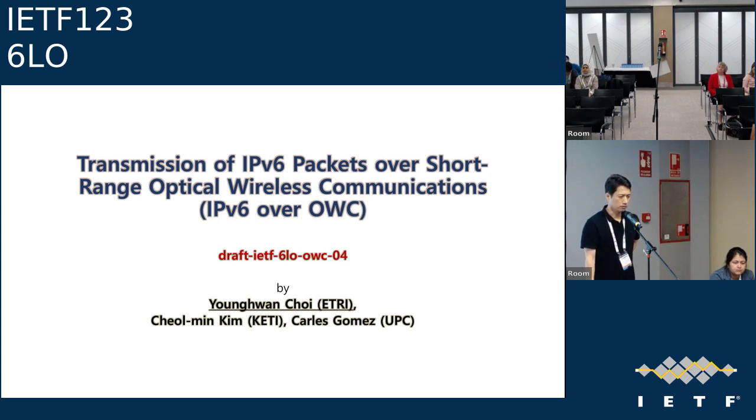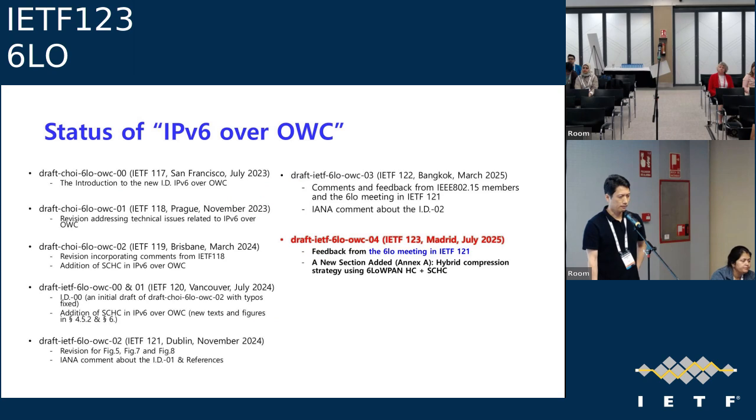This is the first draft about the transmission of IPv6 over C. I just put in a new section about the hybrid compression, on how to combine the two: 6LoWPAN header compression and SCHC. This was actually feedback from the 6LoWPAN meeting at IETF 121.